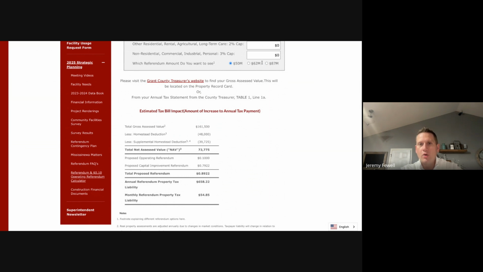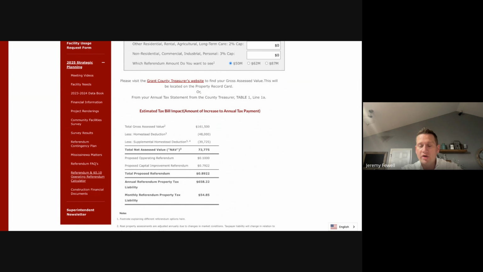This number, no matter which one we're looking at, is the worst case, highest scenario on either an annual basis or a monthly basis, however you're looking at it. That is the highest amount that would come into effect, and this would be phased in over several years.